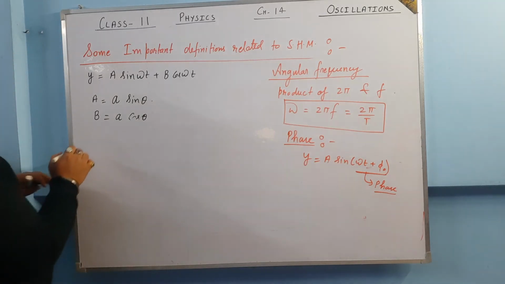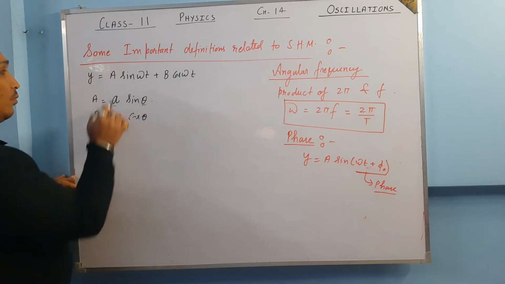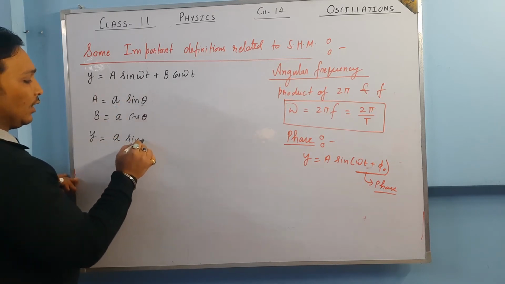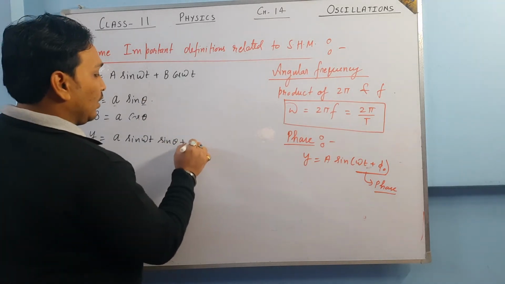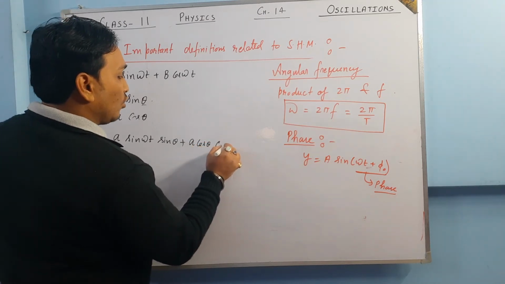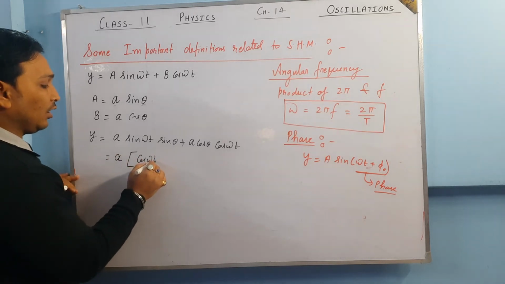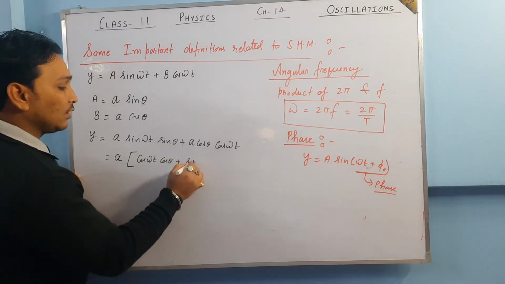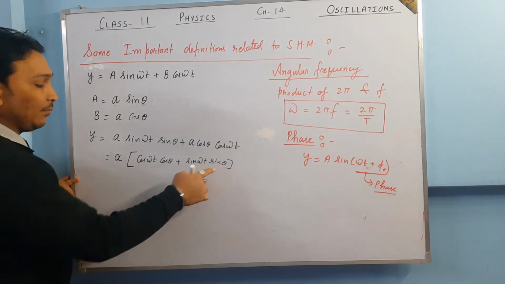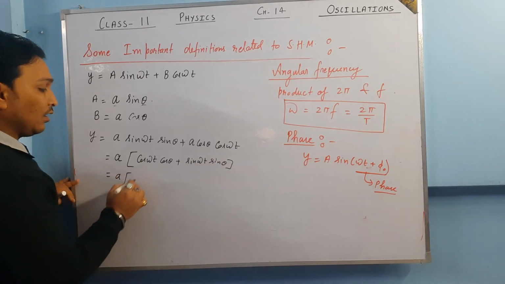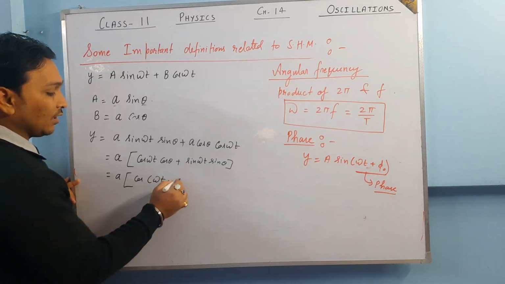So what I am going to have now, the value of a and the value of theta has to be determined. That we will do later on. So y is equal to, in place of a we can write a sin omega t sin theta plus, in place of b, a cos theta cos omega t. If I take a common, so in bracket we can write cos omega t cos theta plus sin omega t sin theta, cos a cos b plus sin a sin b. What we can write? We can write a cos omega t minus theta.